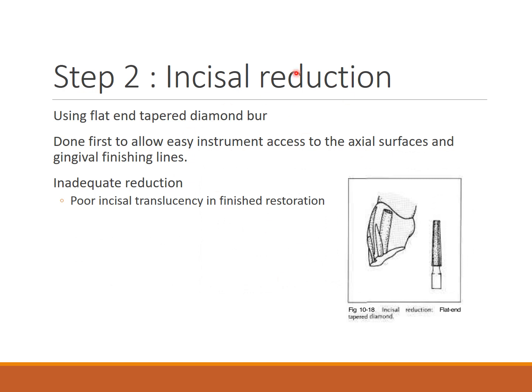Coming to step 2, the incisal reduction using a flat and tapered diamond burr. It can be done first to allow easy instrument access to the axial surface and gingival finish lines. Now yes, you have put the grooves before, but now you try and reduce the grooves. Inadequate reduction can lead to poor translucency of the finished restorations. Okay, so flat and tapered diamond burr.